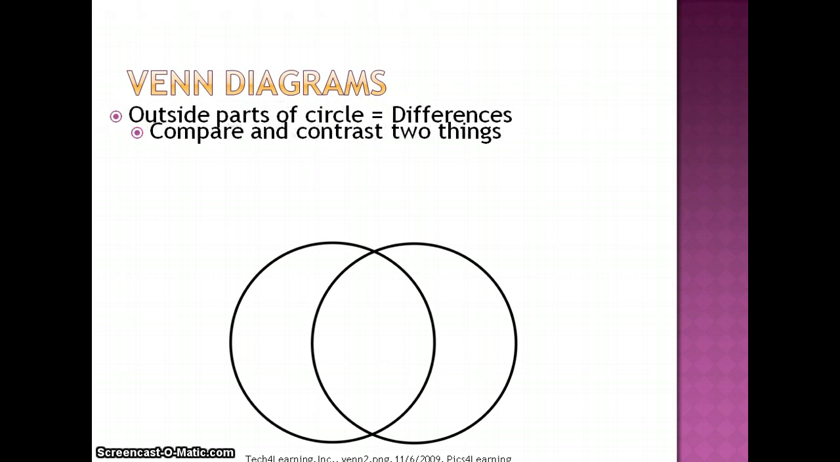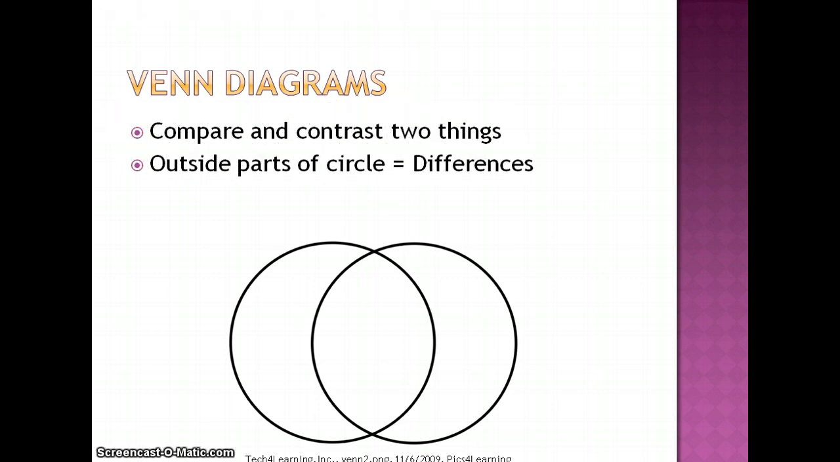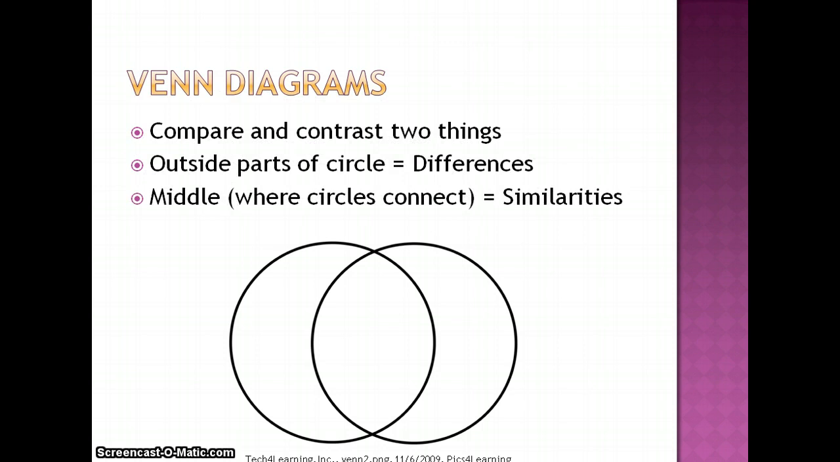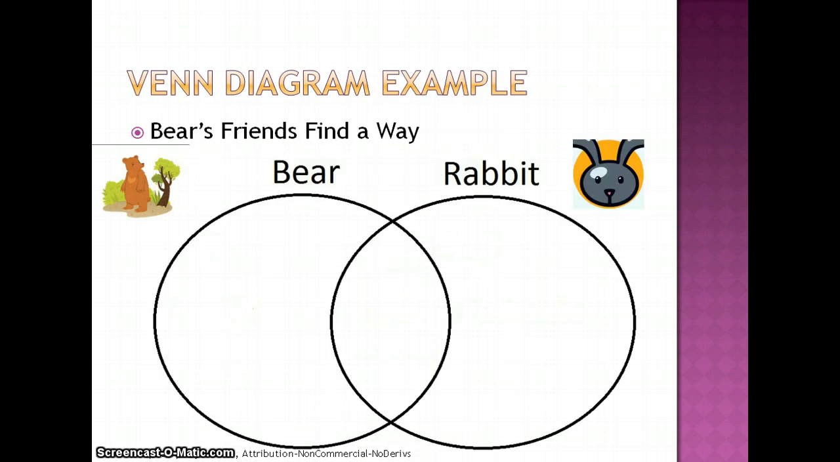And you see those outer parts of the circle? That's where we're going to write our differences of the 2 different characters or topics in the story. And those connecting parts of the circles in the center, that's where we're going to write our similarities or what they have in common. So let's use this with Bear's Friends Find a Way. We're going to be talking about Bear and Rabbit. So let's start off with Bear. What are some things about Bear?